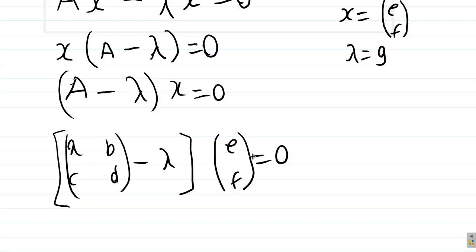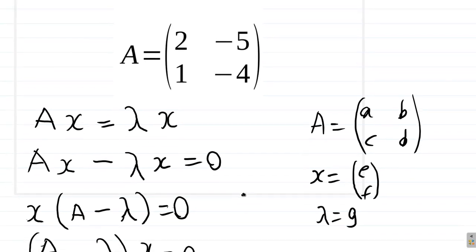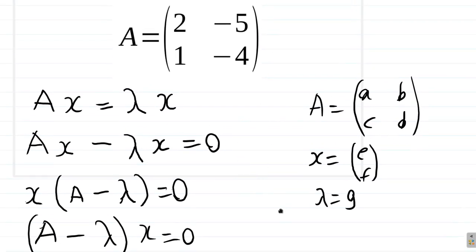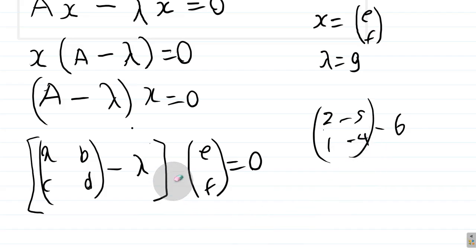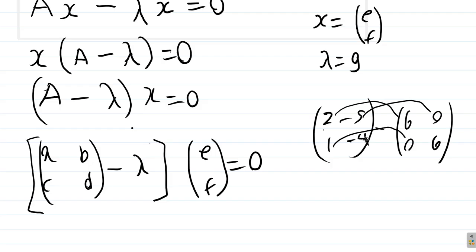But hold on. You're trying to say that you have a matrix minus a scalar. That can't work. It's like you're using the matrix 2 negative 5, 1 negative 4, minus 6. That can't work. You can have a matrix minus a matrix. You could have 2 negative 5, 1 negative 4 minus 6 0 0 6. So 2 minus 6, then negative 5 minus 0, then 1 minus 0, then negative 4 minus 6.